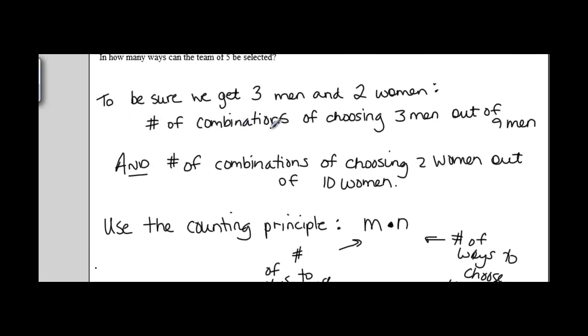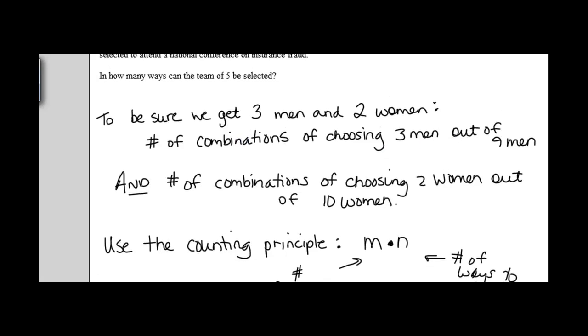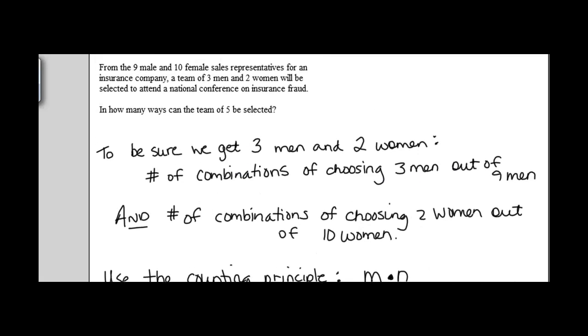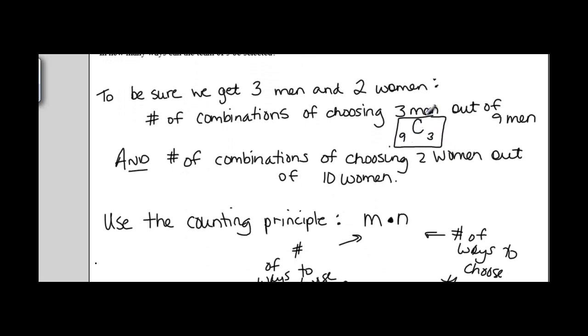Now, we use a combination instead of a permutation because there is no order that matters here. We're just selecting them. They're all of equal standing. There's not a president, vice president, and secretary. It's just selecting 3 men out of 9. So a combination, when we have a total of 9 men and I'm choosing 3 of them, would be represented as 9 C 3. Remember that N is the total number available to choose from, and 3 is how many I select at a time.